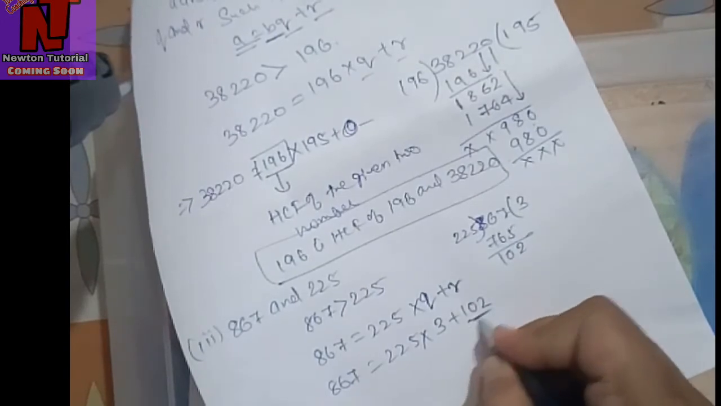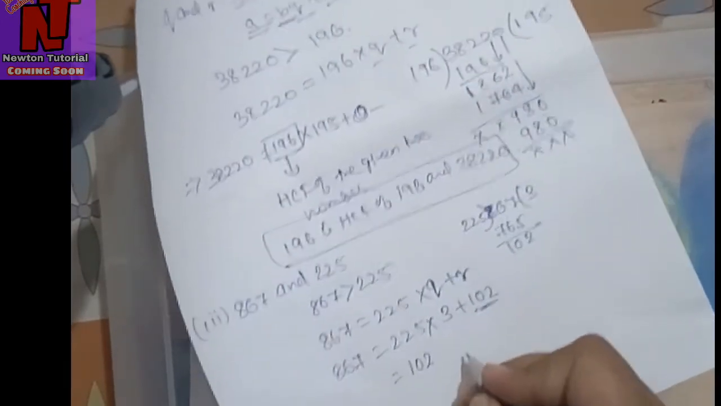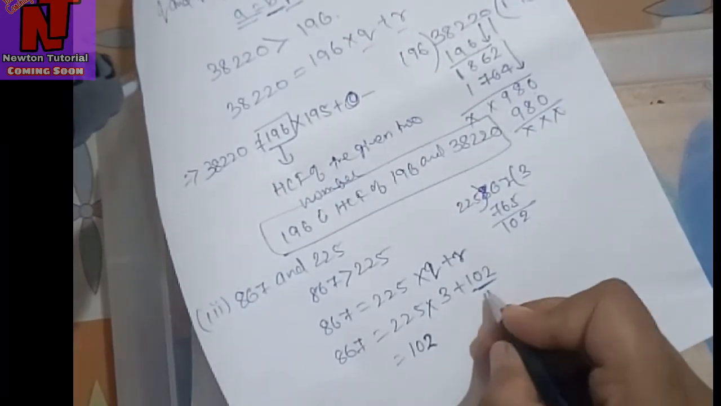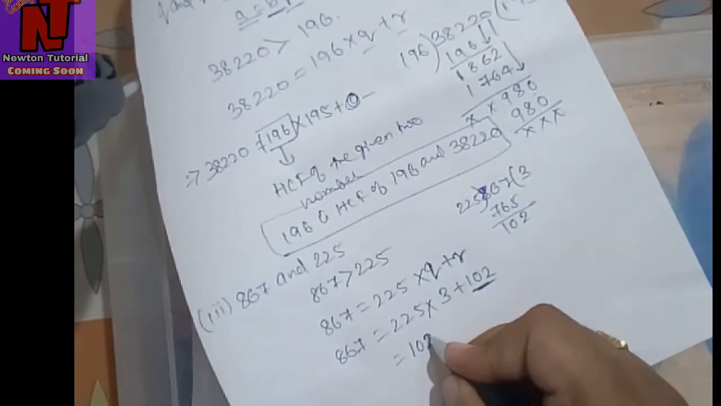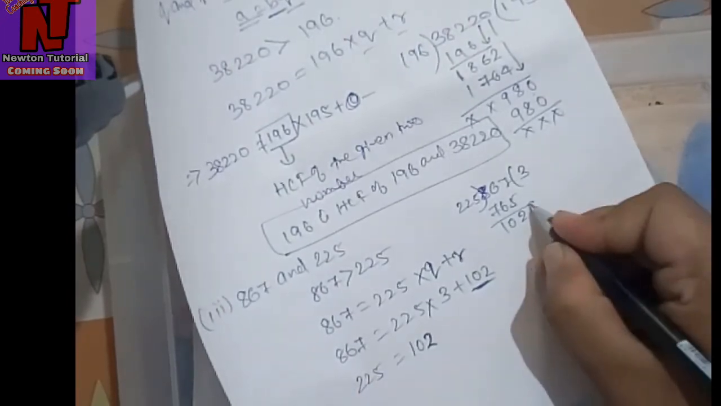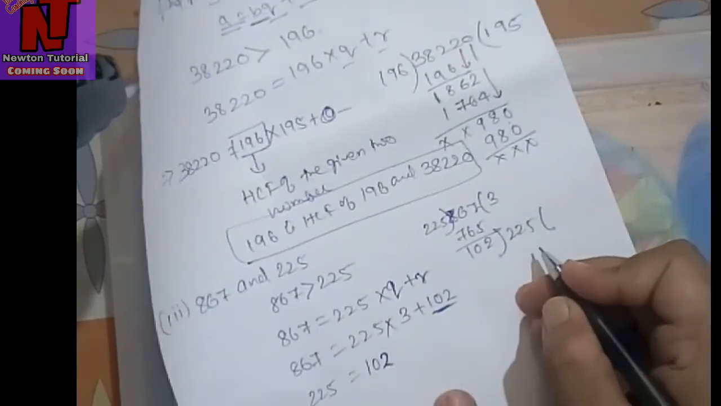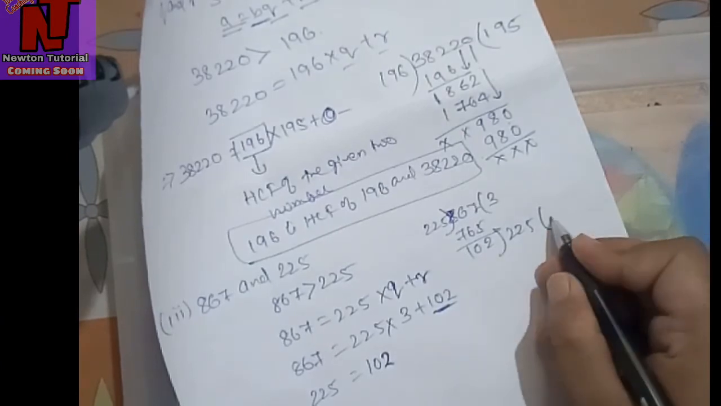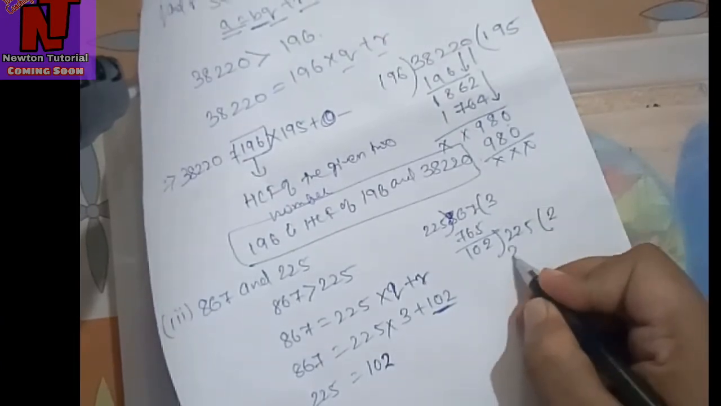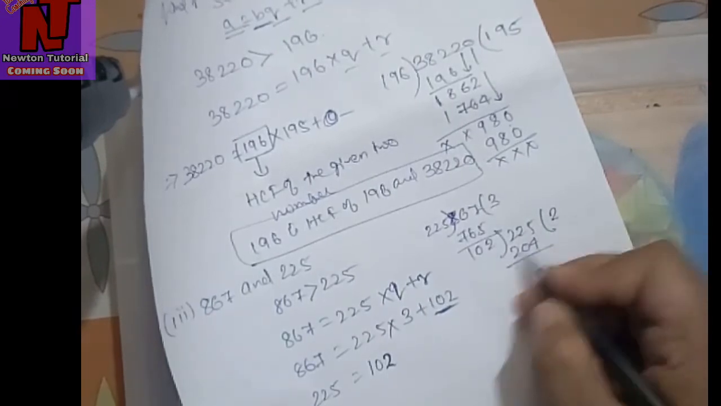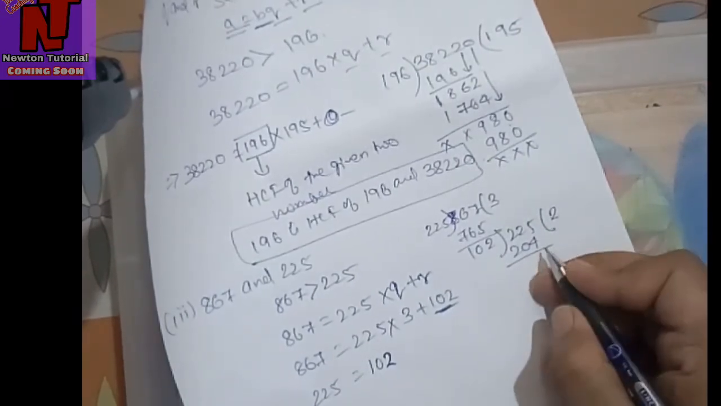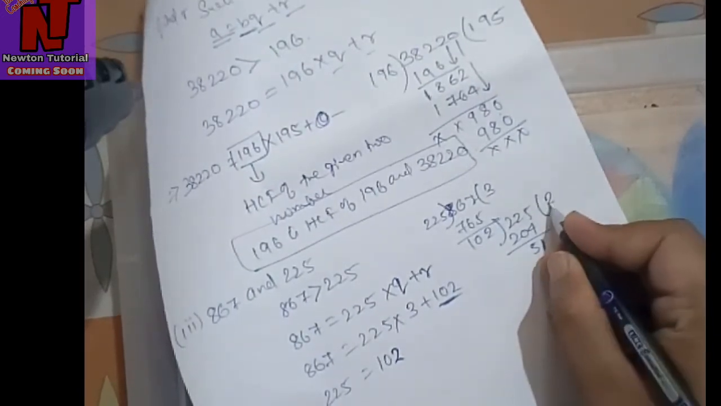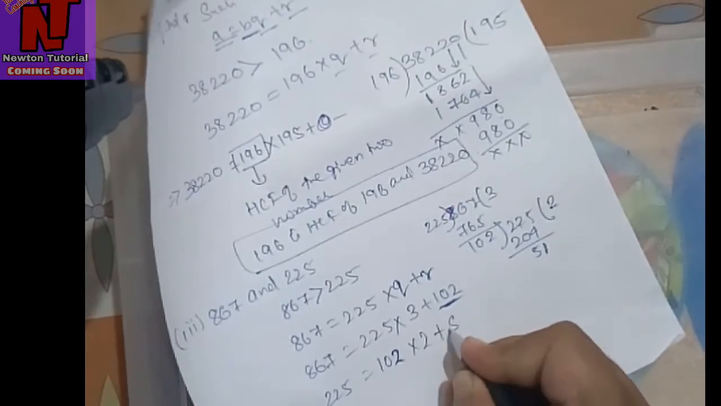Now putting this as divisor and 225 as dividend, we'll find the next step. So 102 when multiplied with 2, we will get 204 easily. We will get 204 and the remainder is 51. Then again we can write this quotient is 2 and the remainder is 51.